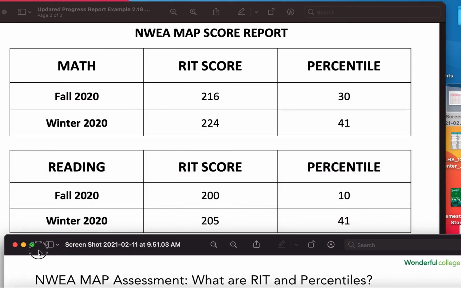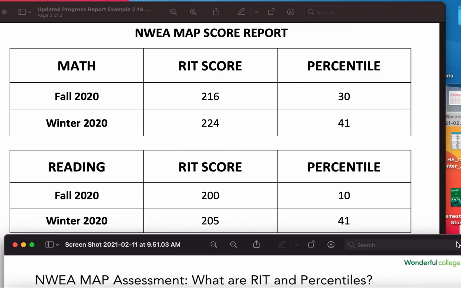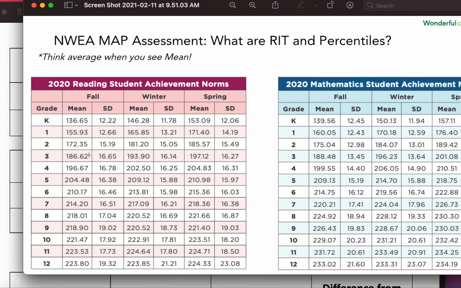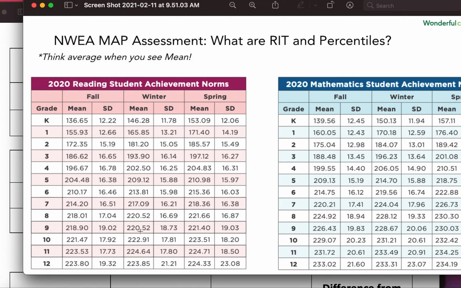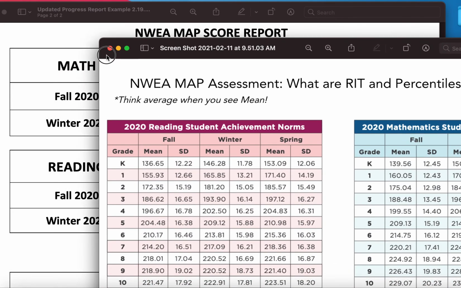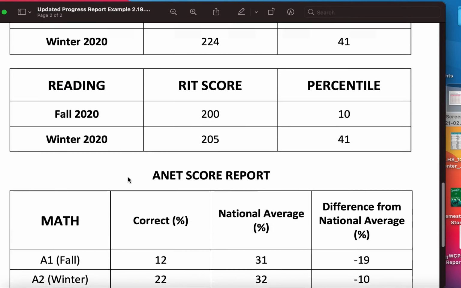So now we're going to go to reading, and we see that they were at a 205 in winter. So now I'm going to look for the 205 on the reading side. So here's reading, and I'm going to start looking for that 205, 204, 209, and right here looking at about a 5th grade level for the reading score as well. So this student, because they're in 9th grade, is obviously much lower and needs to be having a higher score across the board. So you can use this to help you understand different grade levels across the board.